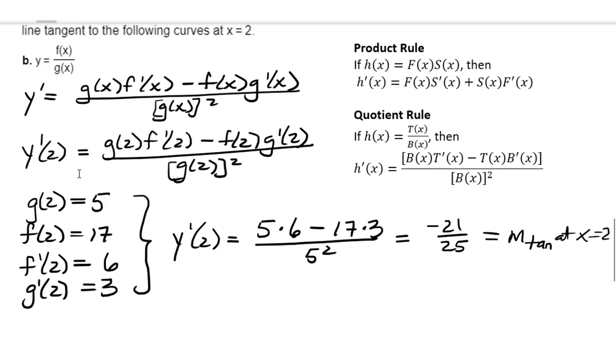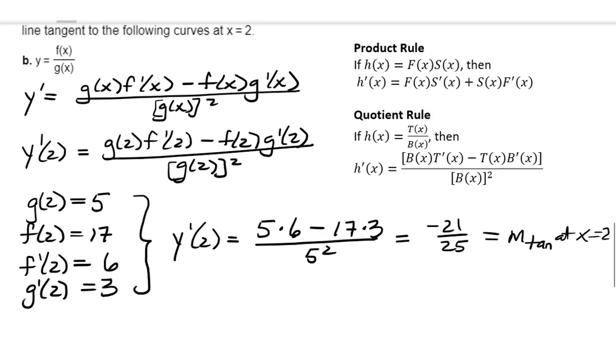For part B, we can work it similarly. First, we would apply the quotient rule, and we would see that y prime of 2 is g of 2 times f prime of 2 minus f of 2 times g prime of 2, over g of 2 squared. As we just discussed, g of 2 is 5, f of 2 is 17, f prime of 2 is 6, and g prime of 2 is 3. So we can plug those into y prime of 2, and we see that the slope of the tangent line to y equals f of x over g of x is going to be negative 21 over 25 at the point where x is equal to 2.